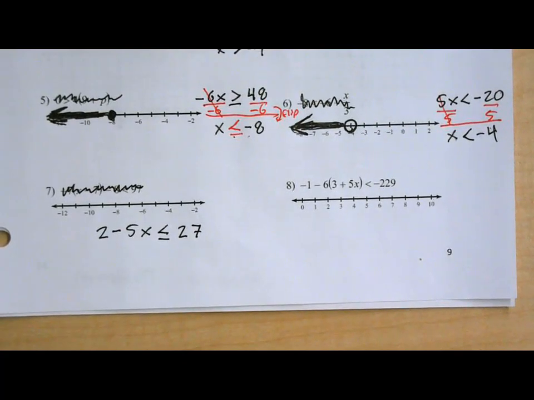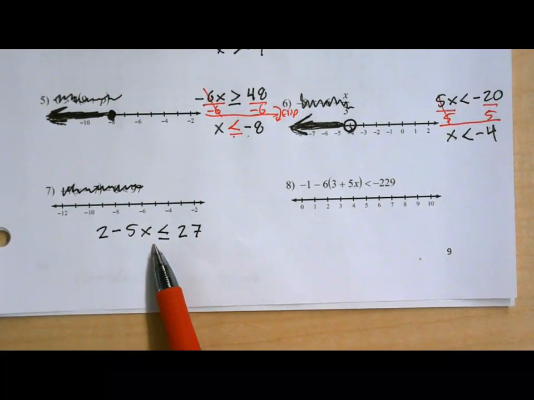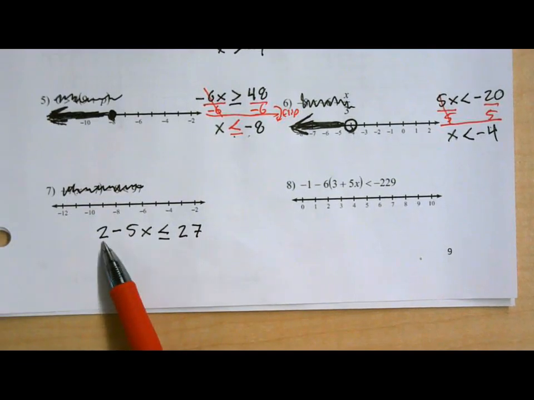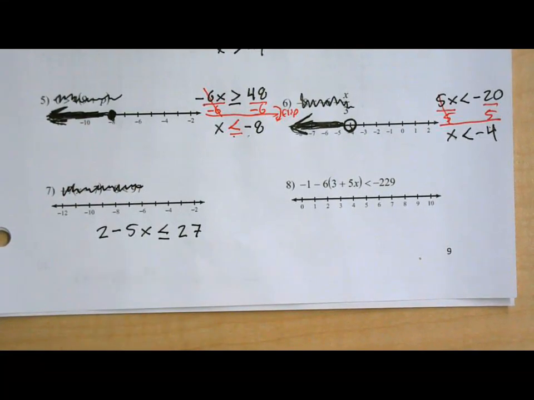Super common mistake in Algebra 1 would be to try and combine this 2 and this negative 5x together. Are we allowed to do that? Can I do 2 minus 5x? No, the 2 doesn't have an x. Those are not like terms. We're going to have to get rid of the 2 separately, and we should get rid of it first.